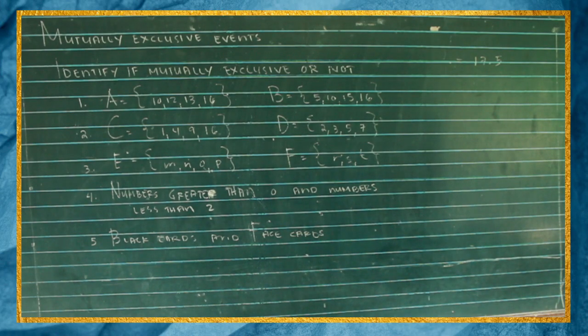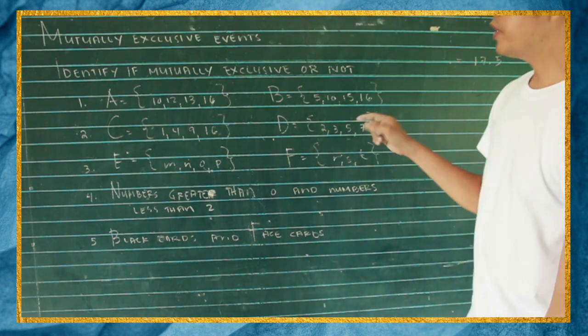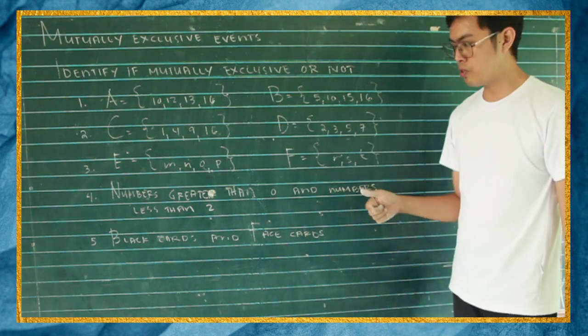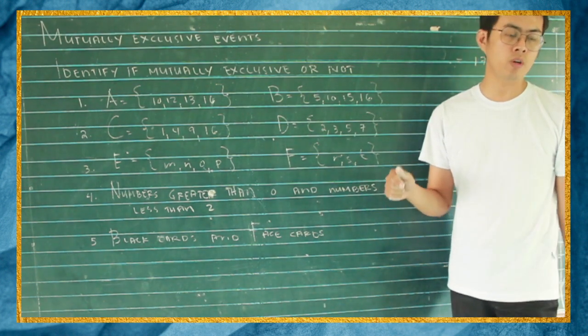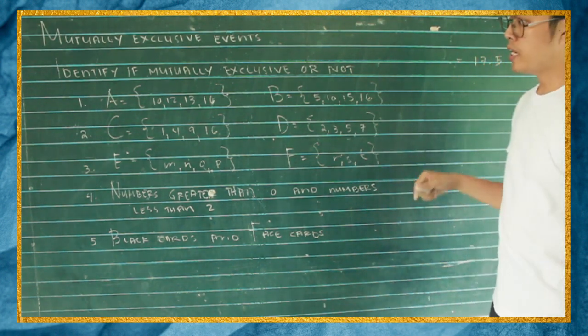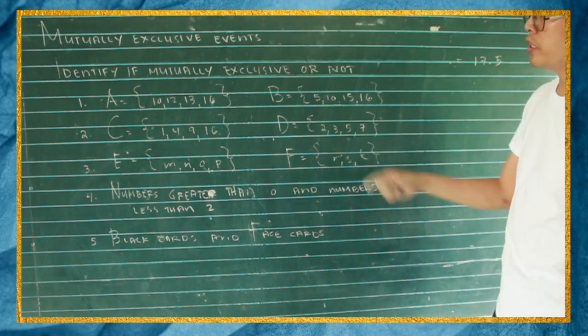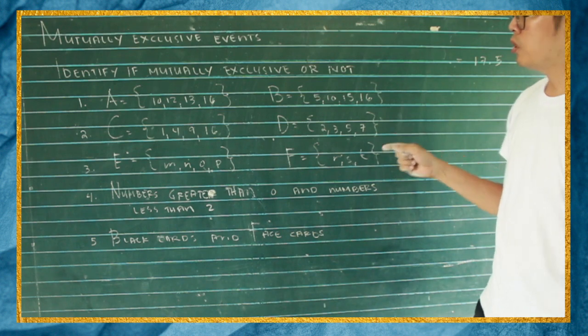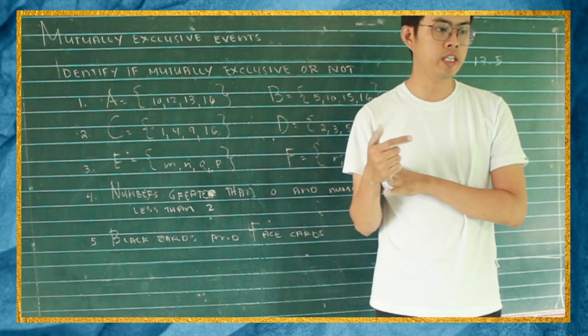Okay, so in this video, you can identify if the given set of data, numbers, or events are mutually exclusive or not. So we have five examples and we have to identify if each of them is an example of mutually exclusive or not.